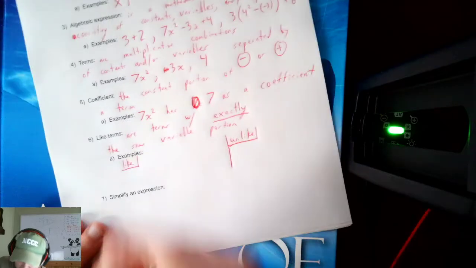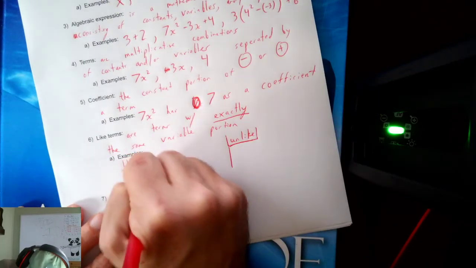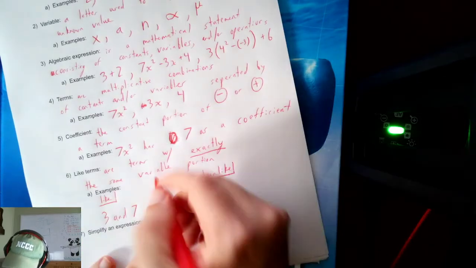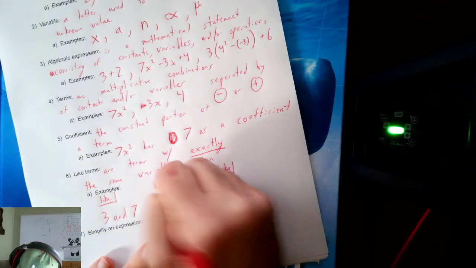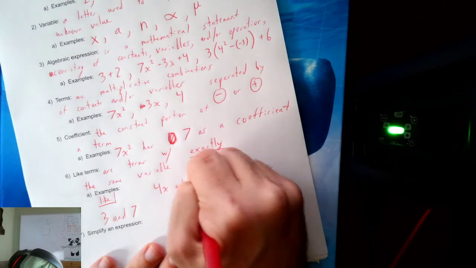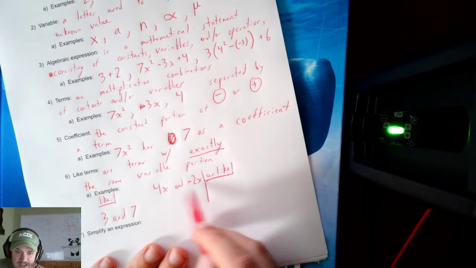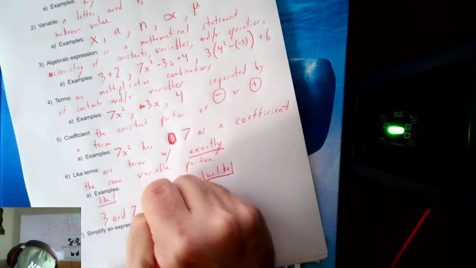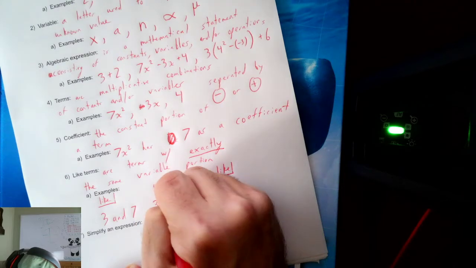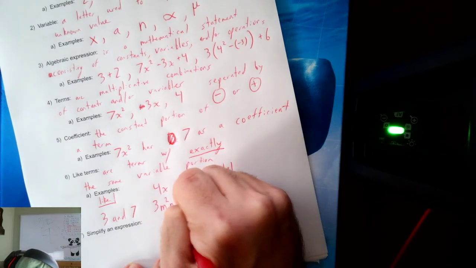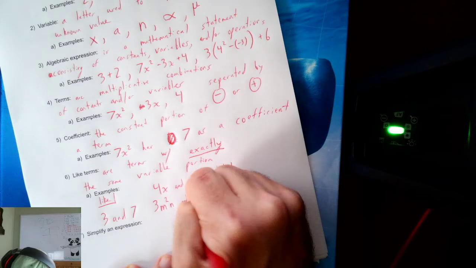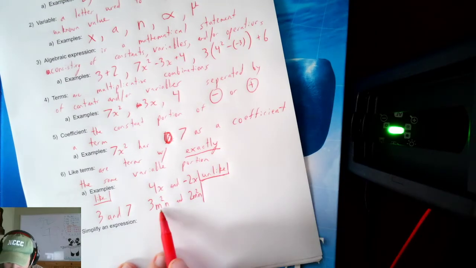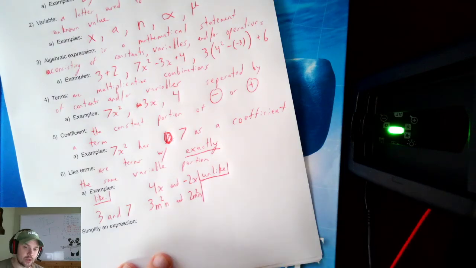Some like terms examples: 3 and 7 are like terms. They have no variables. Another example of like terms, maybe 4x and negative 2x. They both have x, right? They both have an x. Maybe another example might be 3m squared n and 2m squared n, right? They both have m squared n, exactly the same portion.